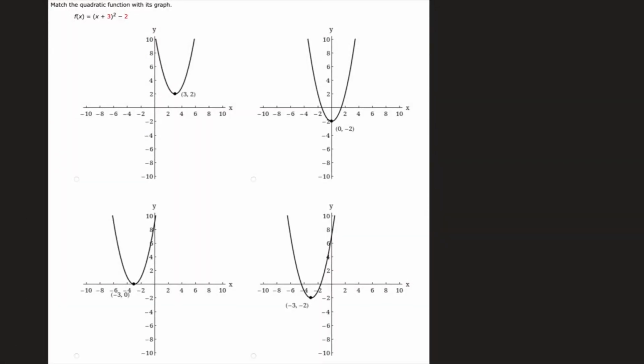In this question, we have transformations again. The number on the inside is going to move it left 3. The number on the outside is going to move it down 2. And it's a parabola because it's an x squared function, which means this would be the correct choice.